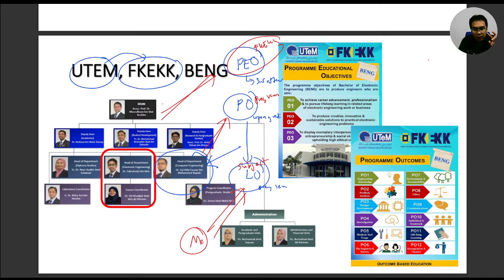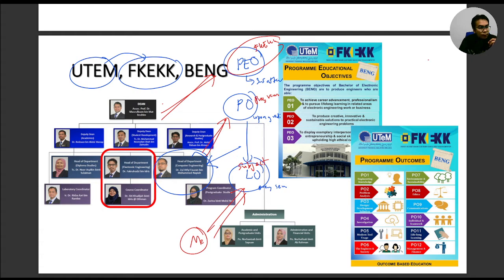Meaning, if we achieve the LO indicators or percentage that has been set by the HOD, it means we will achieve PO at the same time, which happens to be analyzed in a different style and domain. Okay, and followed by PEO and so on and so forth.